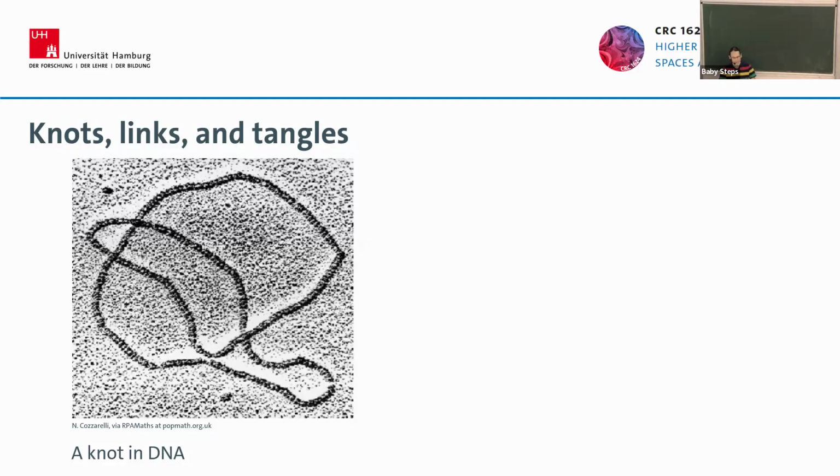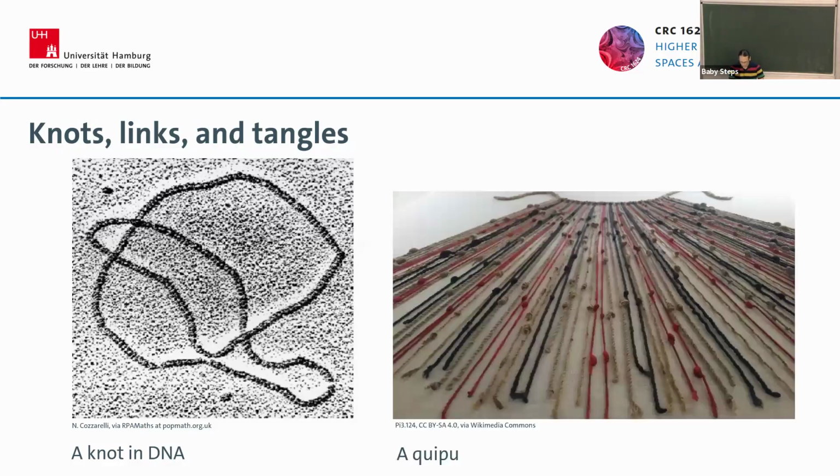Knots can also arise in the folding processes of proteins. Another totally different way knots show up is as data structures. A historic example of this are the so-called quipus. These quipus are assemblies of knotted pieces of string that were used by the Inca for data collection and storage.